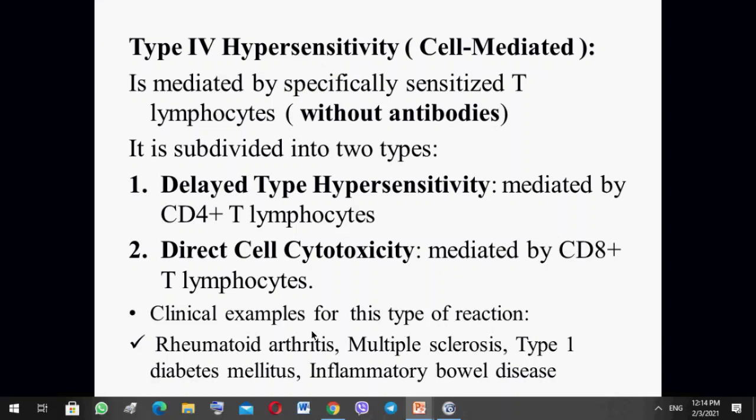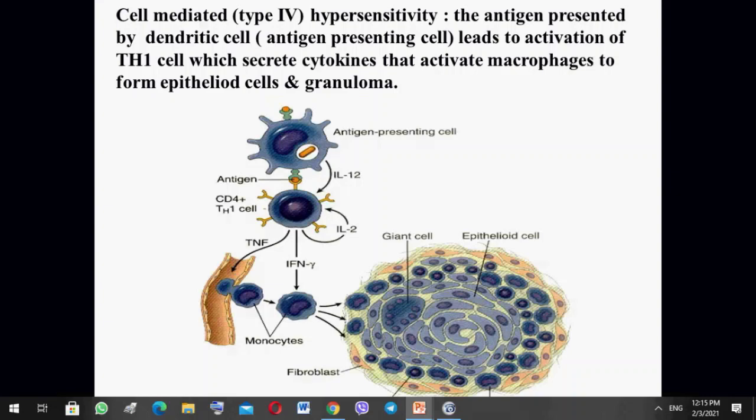Examples of this type of reaction include rheumatoid arthritis, multiple sclerosis, type 1 diabetes mellitus, and the inflammatory bowel diseases, which include Crohn's disease and ulcerative colitis. All these diseases are examples of type 4 hypersensitivity reaction.